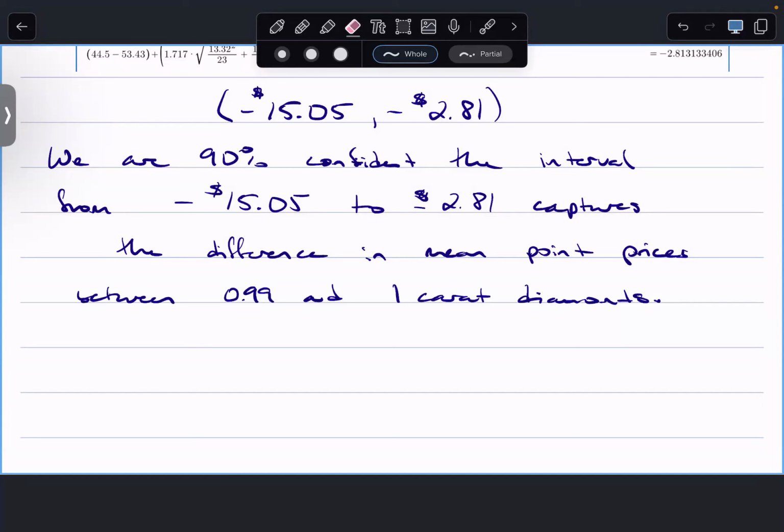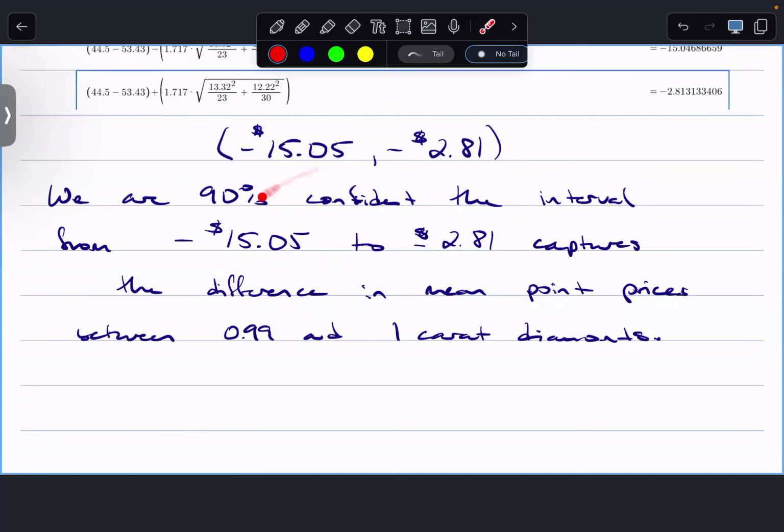Differences are tricky, right? Because now, depending on how I calculated the difference, right, $15 more to maybe $2.80 more, right? And so per point, a 1 carat diamond has 100 points, right? A 0.99 carat diamond has 99 points. But this is all I'm expecting of you in terms of the interpretation. And with that, I release you.